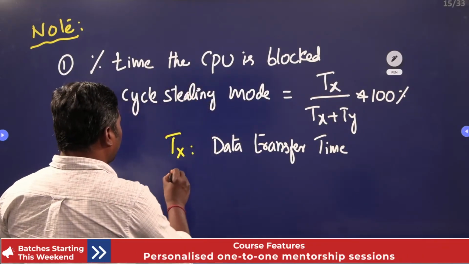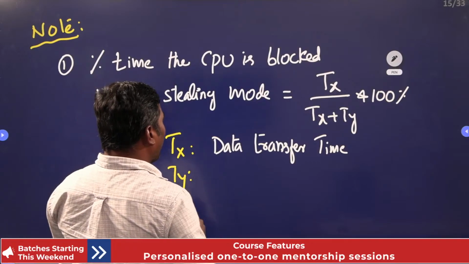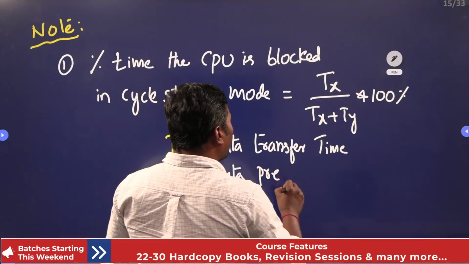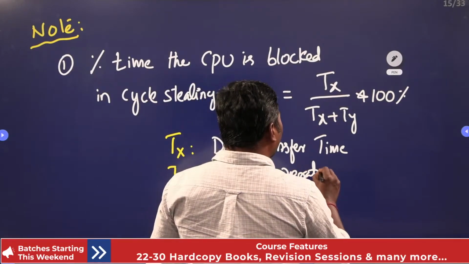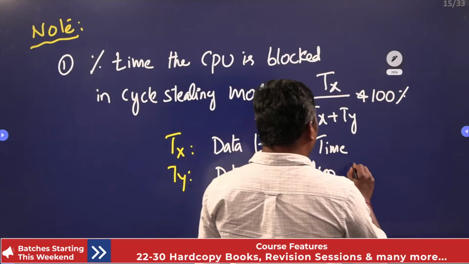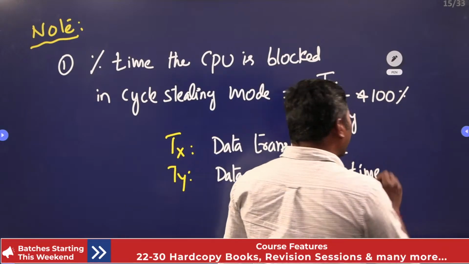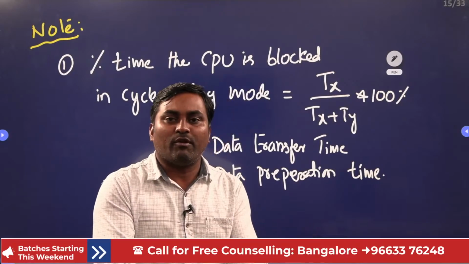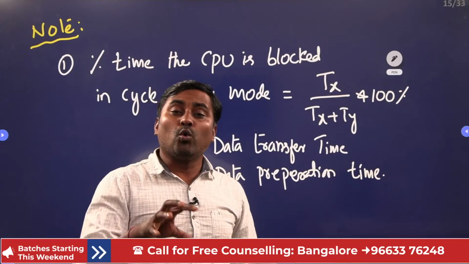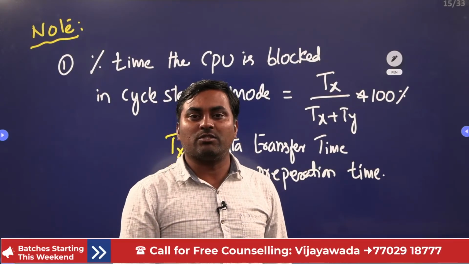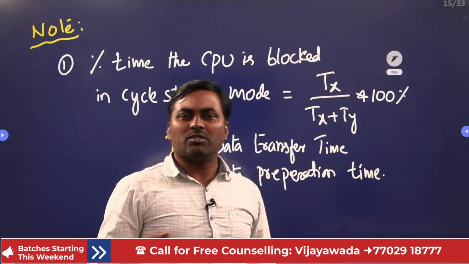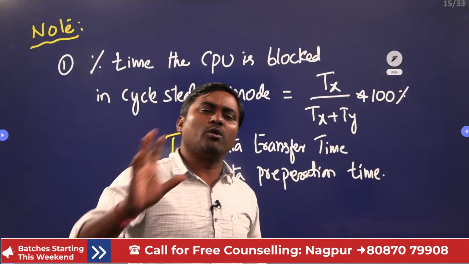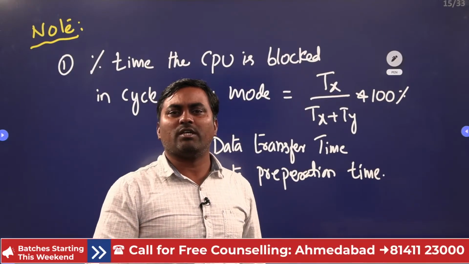Now what would be the Ty? Ty is the data preparation time. Because I have to read the data from the device, or not? To read the data from the device and transfer it. During reading of the data from the device, the system bus can be used by the processor. So the processor is not sitting idle. During transfer time it sits idle; during preparation time the bus can be used.